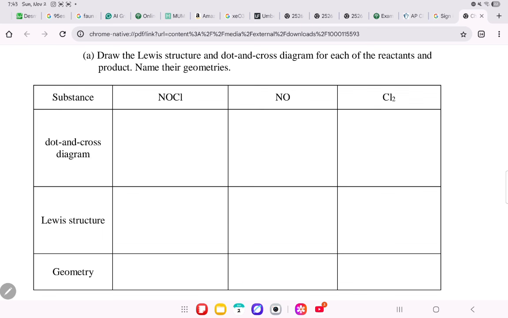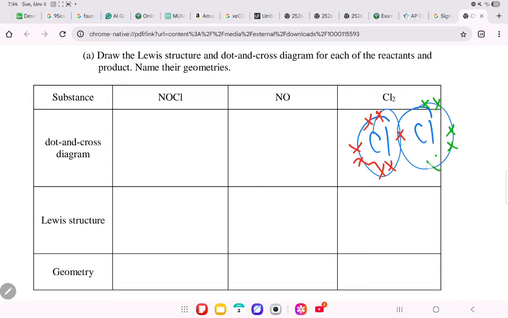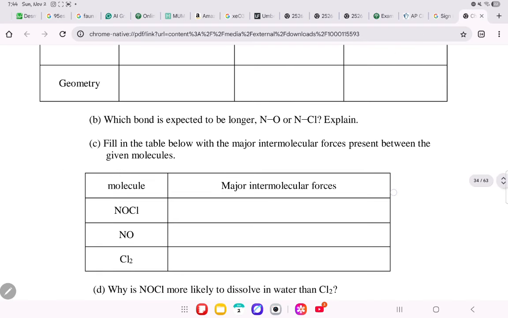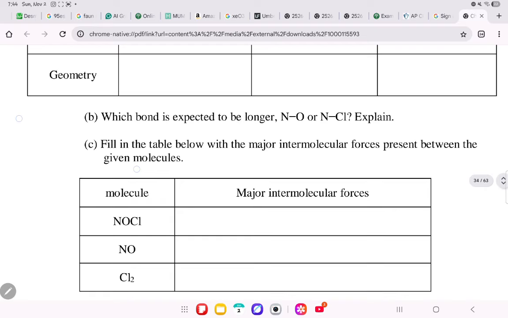Now Cl2 is probably the easiest one out of them all. Cl, we have 1, 2, 3, 4, 5, 6, 7, and then here we have 1, 2, 3, 4, 5, 6, and 7. So this is what it looks like here. Here it's gonna be a single bond, like this. And because it's only 2 elements, it's gonna be linear.